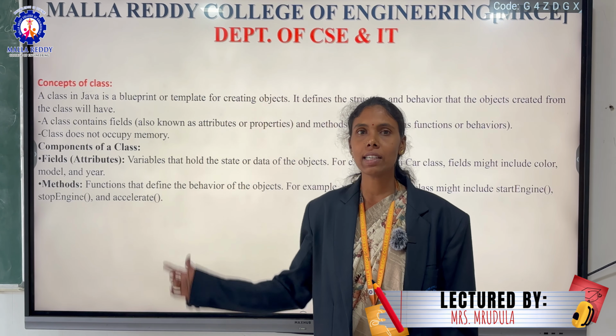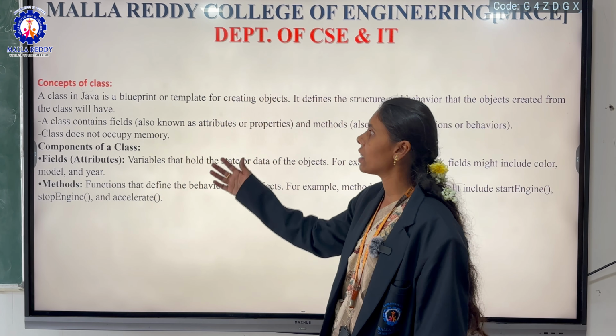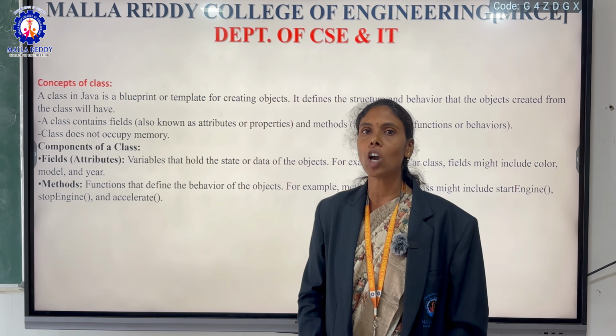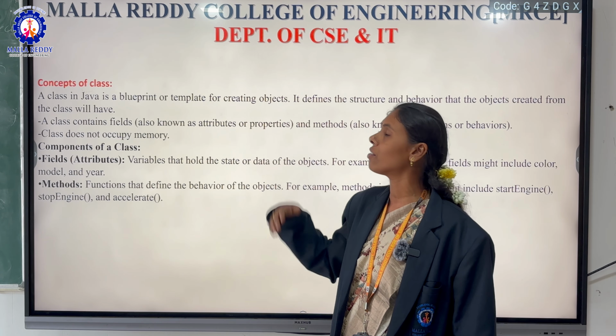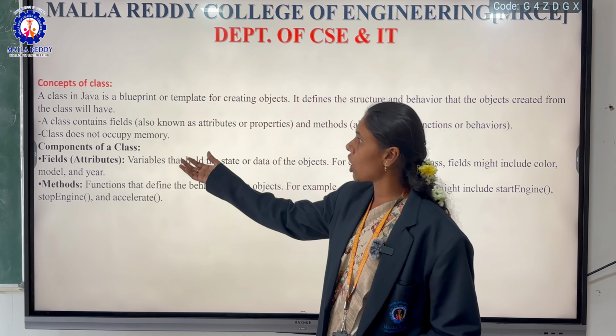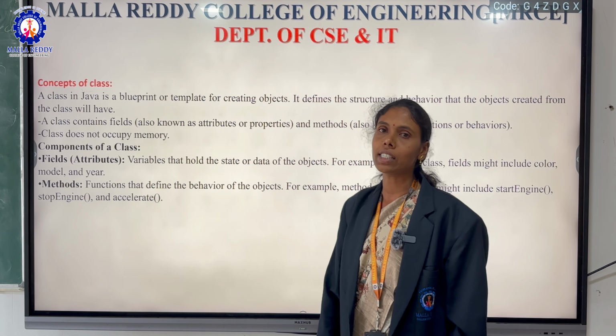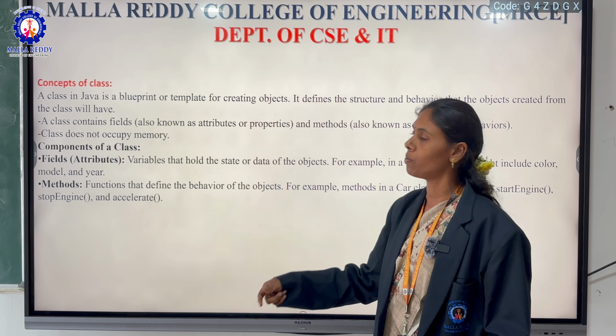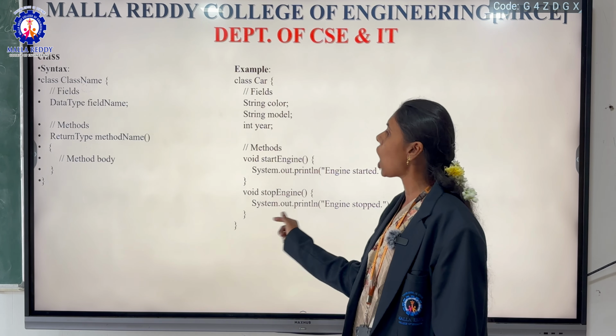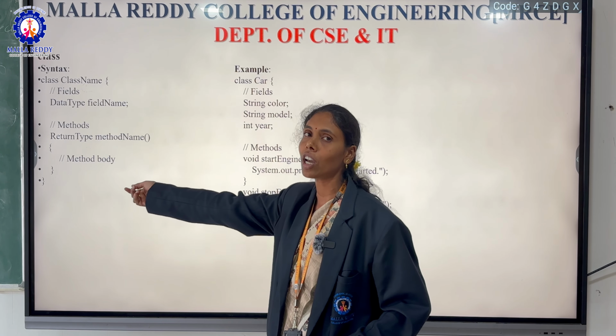Everyone, today my class is class and object. Here the class is nothing but the blueprint of the object, or we can say the creating of the object. In this class and object we are taking the fields and methods. What are the fields? They can be represented as the variables of the object, and a method is the function of the object.